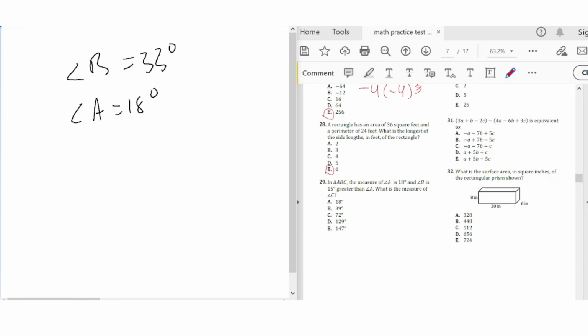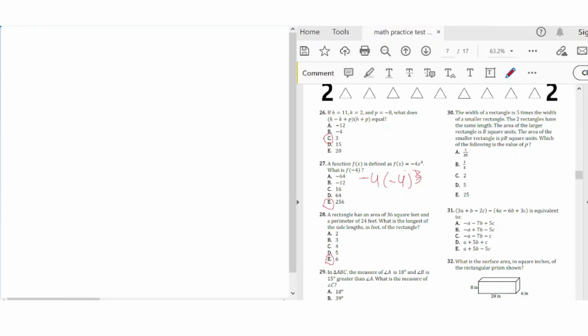We know that there are 180 degrees in every triangle, so we can solve for angle C by solving this expression. So plugging this into our calculators, we get 180 minus 51 gives us 129 degrees. That is our answer D right here.